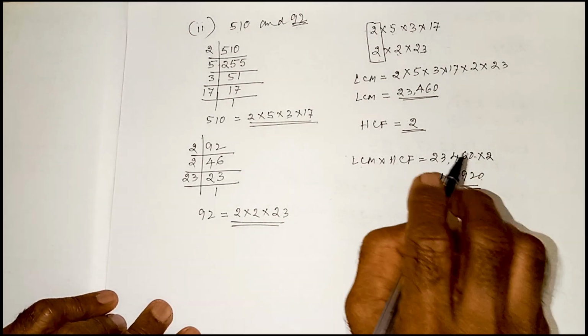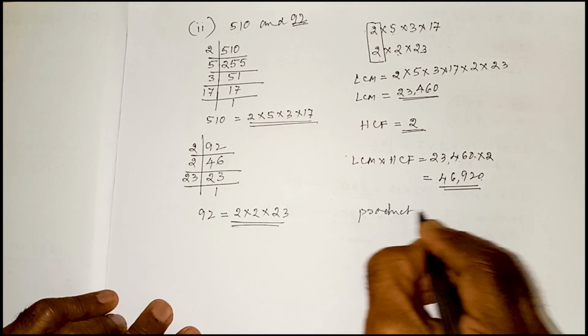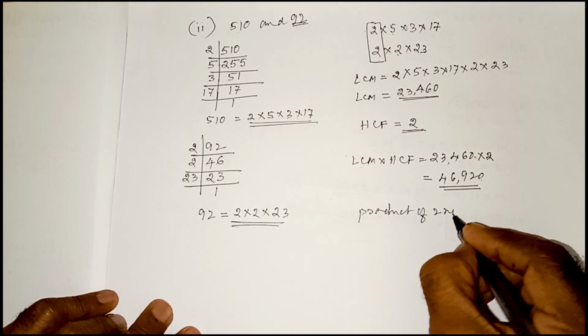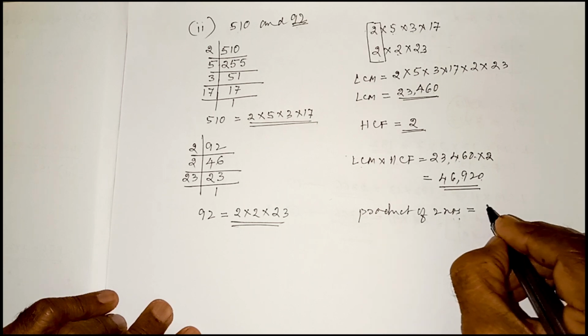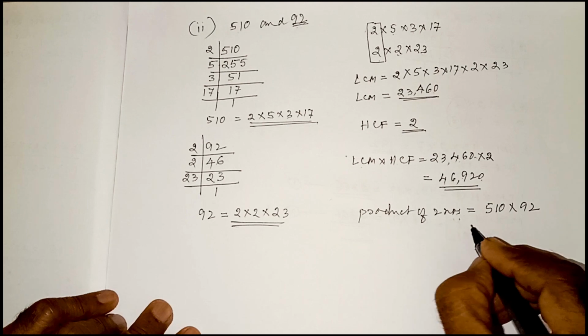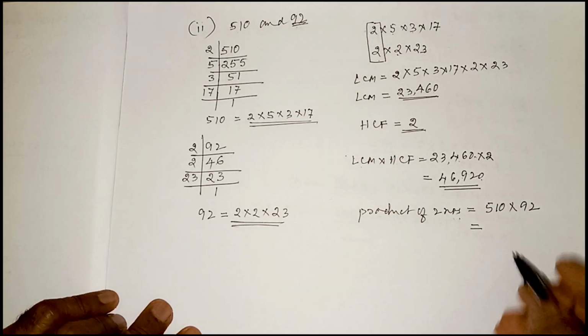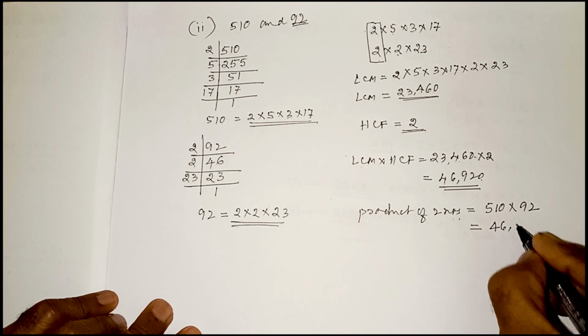Now let us try to multiply the numbers. The product of two numbers is equal to 510 and 92. When you multiply this, you get 46,920.